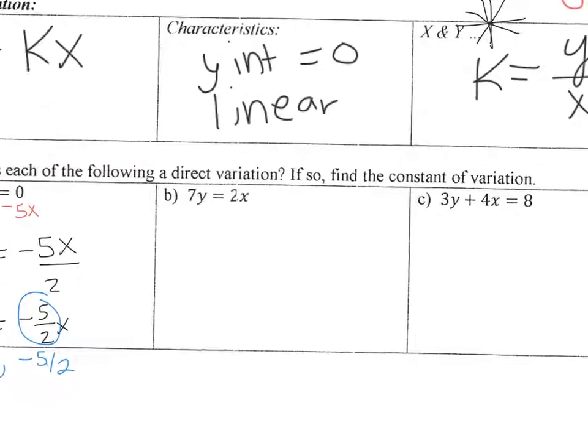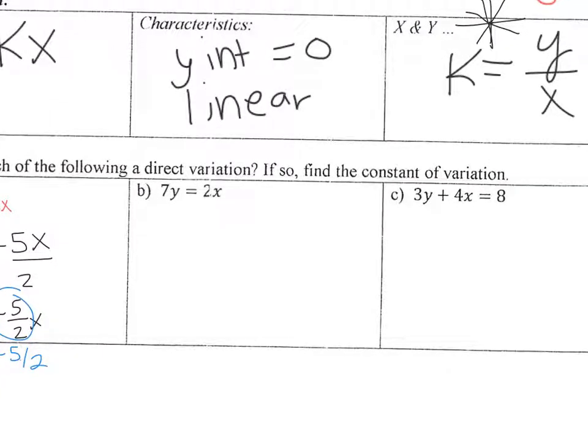B. Solve for y, so I divide both sides by 7, and I get y equals 2/7 x. So is this direct variation? Yes, because you have y equals a number times x. What's the constant of variation? It's 2/7. K equals 2/7.